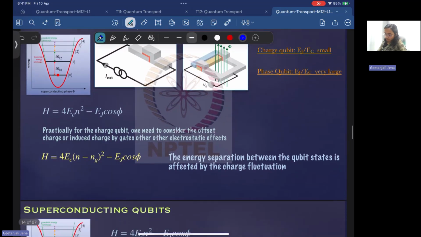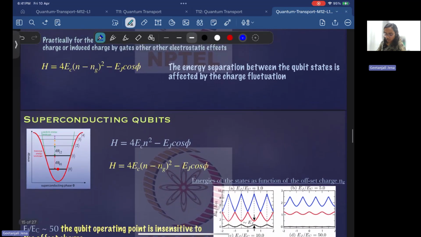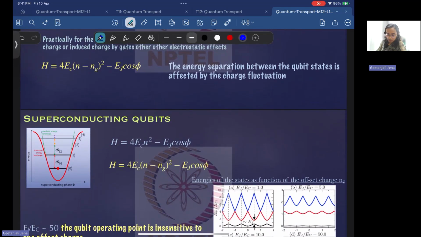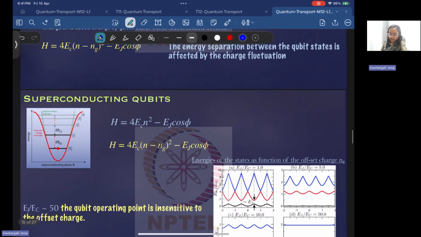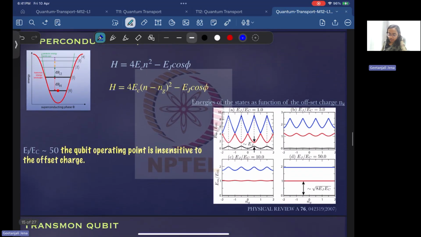For the transmon qubit, to improve the coherence time, we operate this qubit in a region where E_J by E_C is around 50. So it should mostly have a value around 50 to minimize the decoherence. Okay, so let us see how we get that.